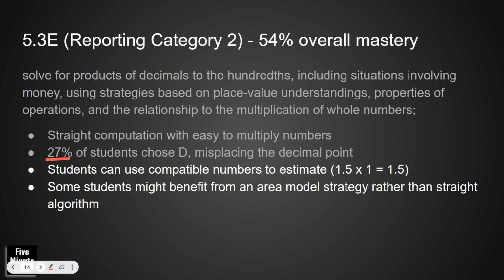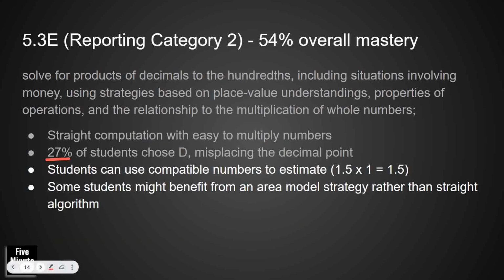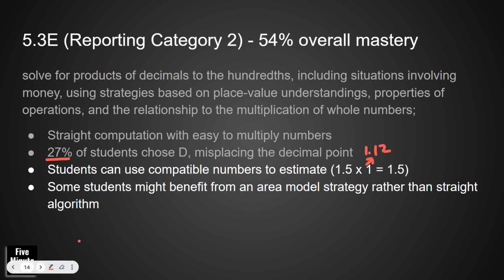Now, we could have used compatible numbers to estimate, right? So it was 1.5 times 1.12. Well, if I change my 1.12 to 1, then 1.5 times 1 is 1.5. So I needed to find an answer near 1.5, and that would have been my first red flag of, oh, I must have done something wrong because I'm supposed to find something near 1.5. 1.68 is near 1.5. 16.8 is not.